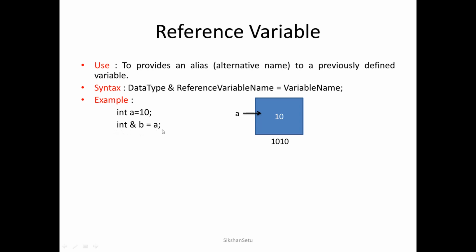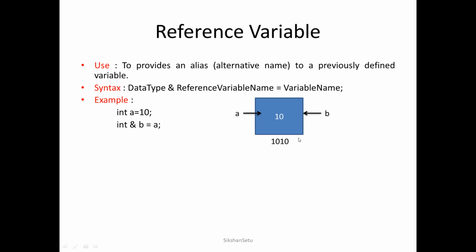When we execute this line, only one more name is given to the existing memory location. This already exists: address 1010 with name A and value 10. When we execute this statement, only that particular memory location will be referred to by a new name, that is B. So now this memory location can be referred to by A or by B.